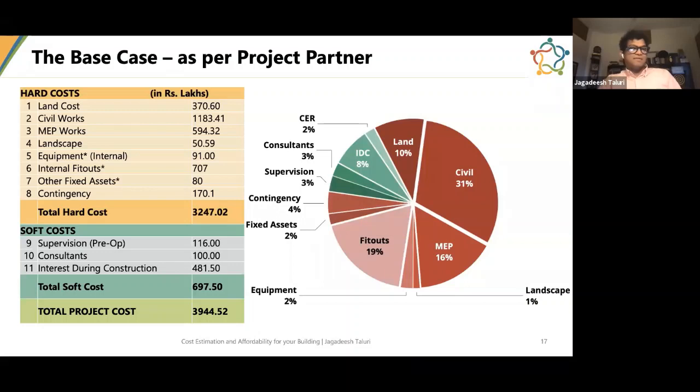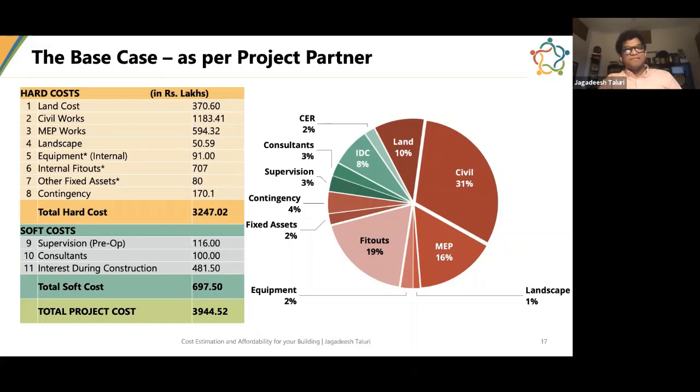So I'd like to draw your attention to one aspect. If you look at the pie chart, all the red shaded things are the hard costs. If you see the total cost of the project, the hard costs do not account for the entire project. A good percentage is the soft cost, in which the majority is IDC, interest during construction period, which accounts for almost 8% of the total project cost.